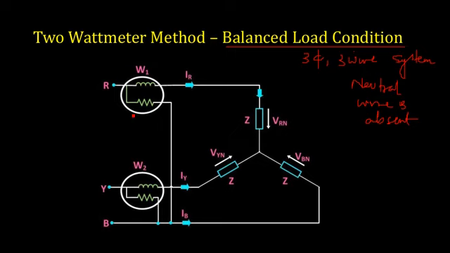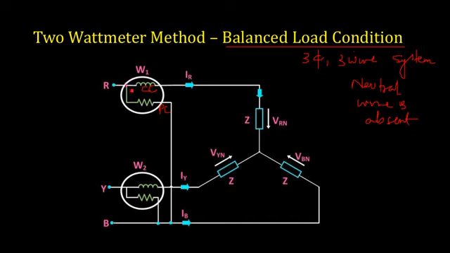So here we can see how the connections are done. We have R, Y and B phases. The 3 phases are here, and we are connecting the current coils of the wattmeter. So this is your current coil and this is your pressure coil or the voltage coil. The current coil is the series element or the fixed coil. So this is connected in series with the load. This is a load Z. IR is the current that is flowing through this particular meter. Now the pressure coil is connected across this R phase and another phase which is B.